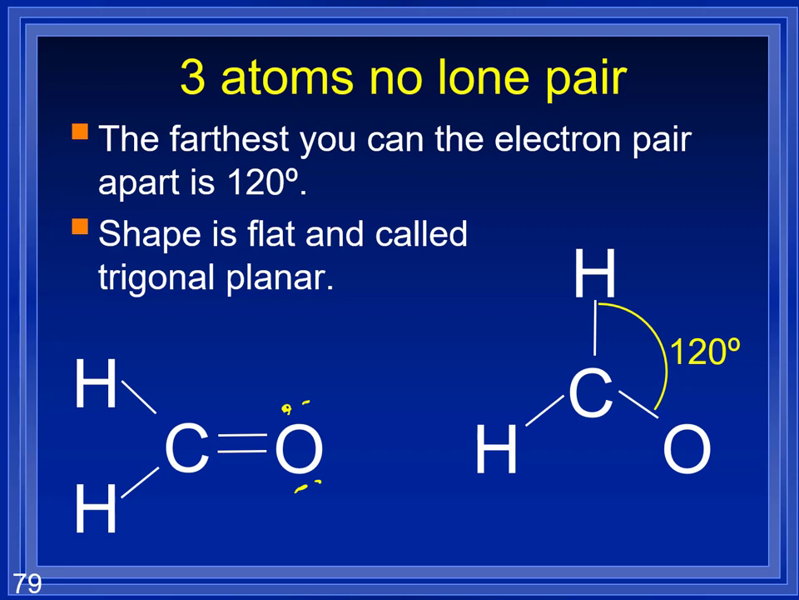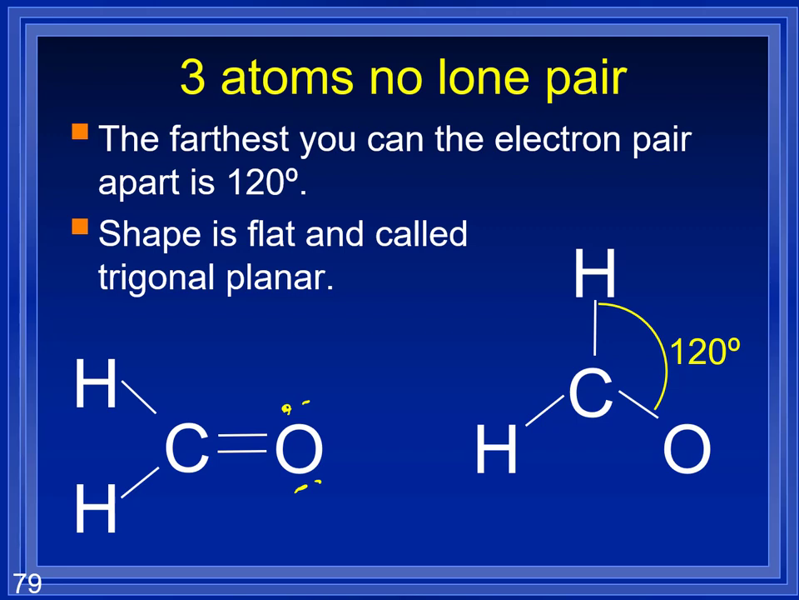So every time I have 3 atoms hooked, it has to be a triangle. The question is, is it a flat triangle or a pointy triangle? Those are my 2 options. In a pointy triangle, they're closer together. In a flat triangle, they're further apart. What would make them go closer together? They'd have to be pushed.